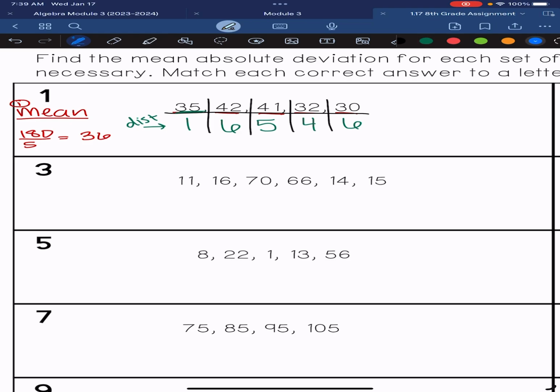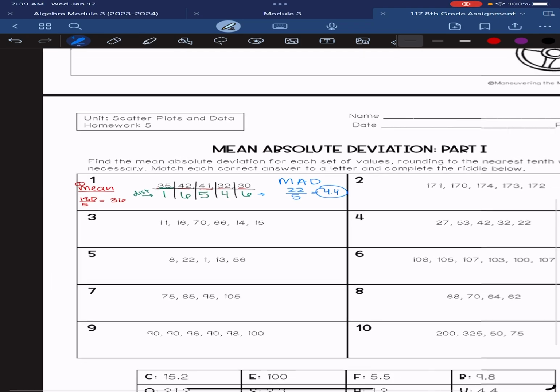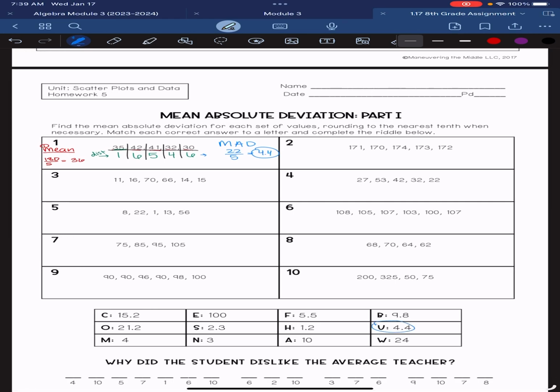Last step, we are going to find the mean absolute deviation, or the MAD. And the way we do that is we take these distances, we find the average, and then that is my mean absolute deviation. So when I add these numbers together, 1 plus 6 plus 5 plus 4 plus 6, I get 22. And I'm going to divide that by how many numbers there are. So I get 22 divided by 5, and that gives me 4.4. This is my mean absolute deviation, and if you look at the bottom of your page, that would be right here, letter U. So you're going to complete this assignment for today.